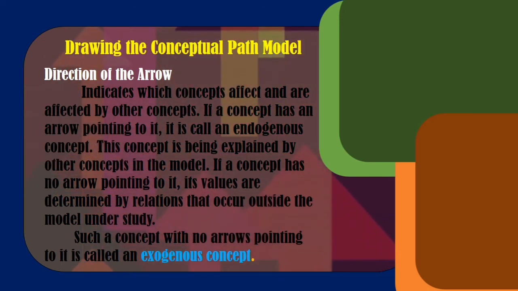If a concept has an arrow pointing to it, it is called an endogenous concept. So this concept is being explained by other concepts in the model. Now, if a concept has no arrow pointing to it, its values are determined by relations that occur outside the model under study. Okay, so please remember, if a concept has no arrow pointing to it, its values are determined only by relations that occur outside the model. So this concept is called an exogenous concept.